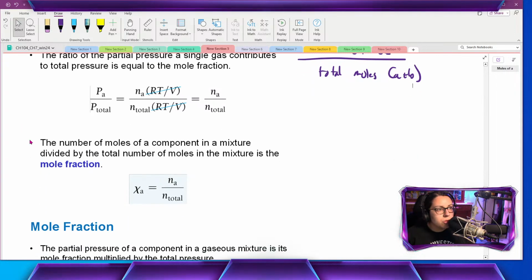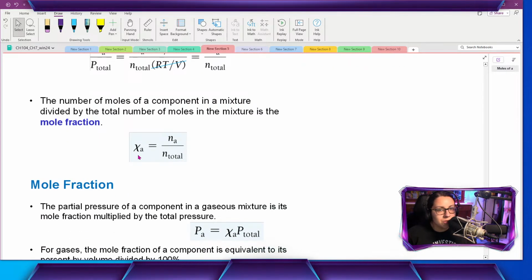And so then our mole fraction times our total pressure gives us the pressure of our component. So again, this is just mole fraction: moles of A over total moles, or again, whatever you're interested in.